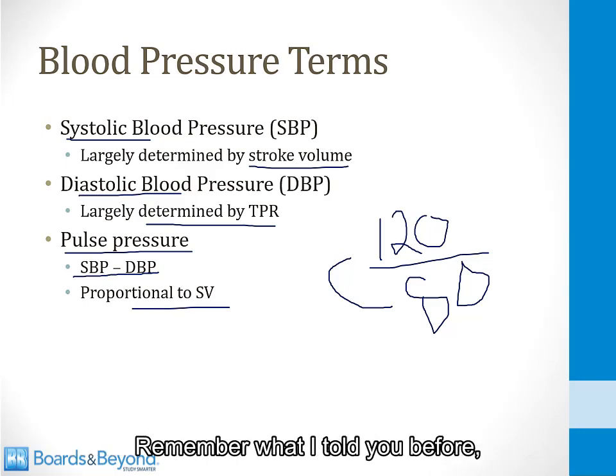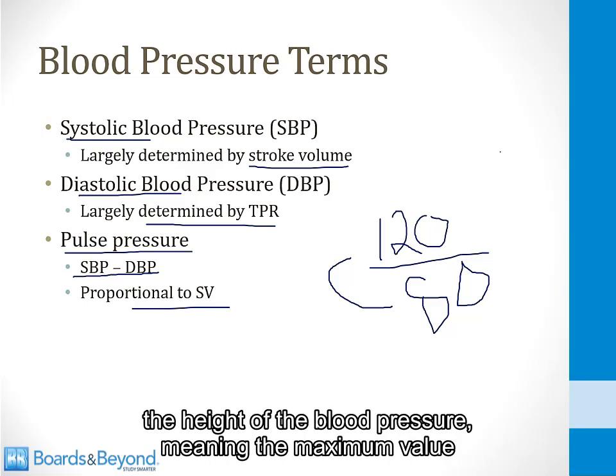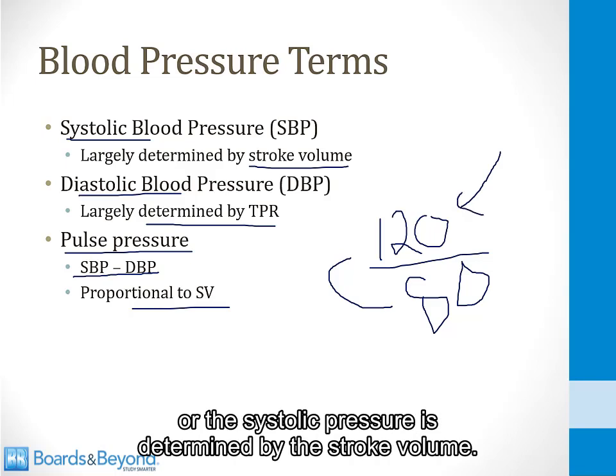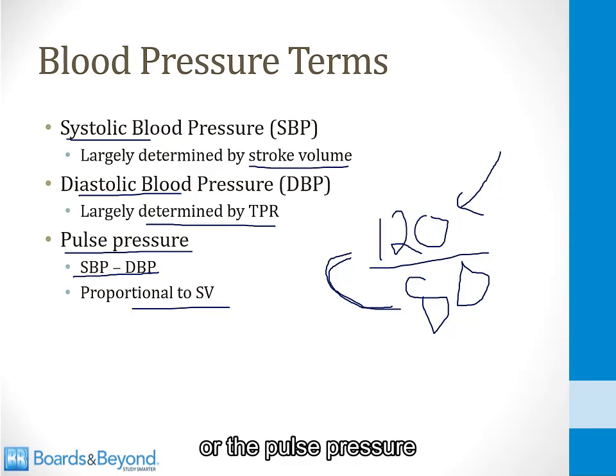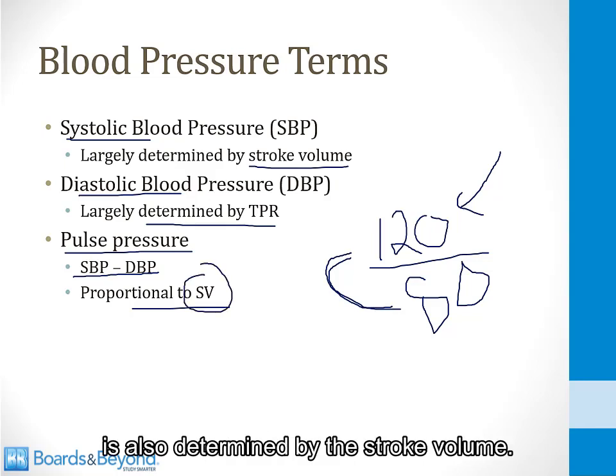Remember what I told you before. The height of the blood pressure, meaning the maximum value or the systolic pressure, is determined by the stroke volume. This means that the difference between these two numbers, or the pulse pressure, is also determined by the stroke volume.